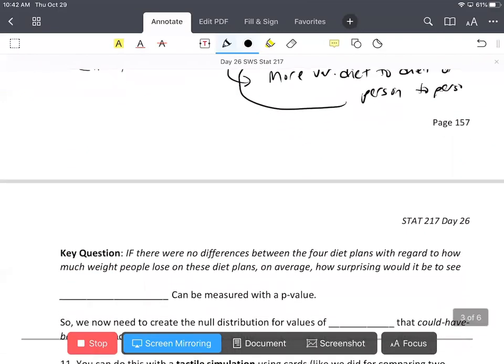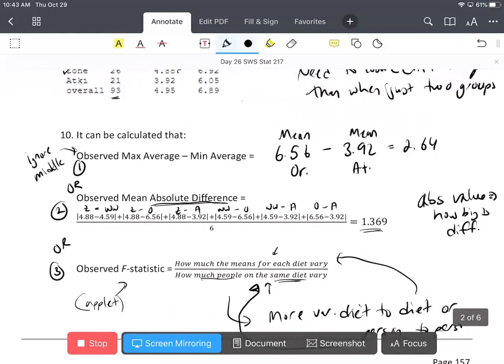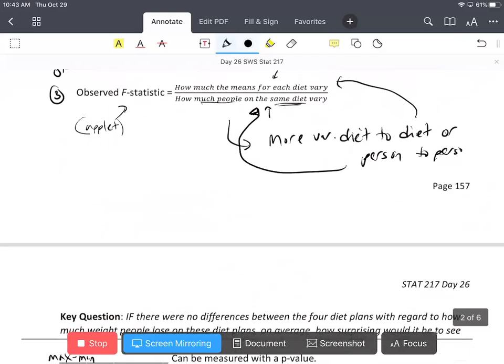But the key question is, if there were no differences between the 4 diet plans with regard to how much people lose on these different diet plans, how surprising would it be to see this? Now, we have to choose one of those to look at. We're going to look at, in this case, the max min. The max min value was 2.64 kilograms.